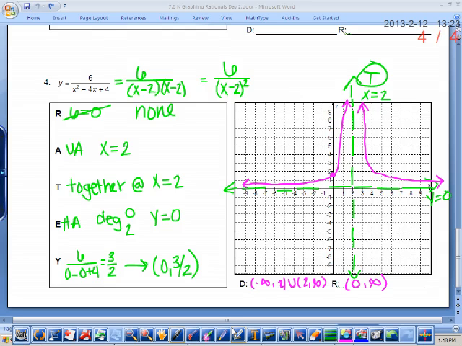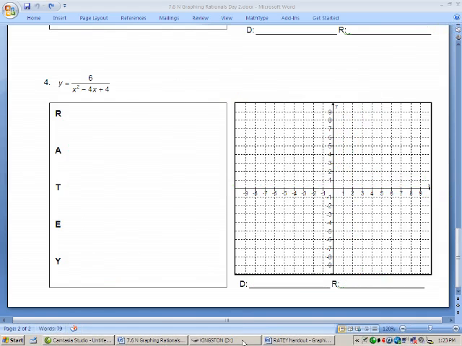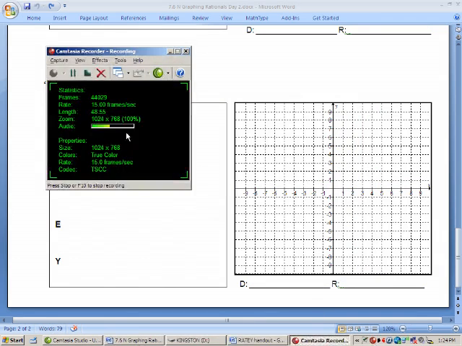Jason. Is the only time you cross over the horizontal asymptote when you have 2 vertical asymptotes? No.